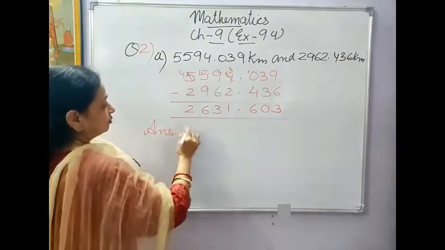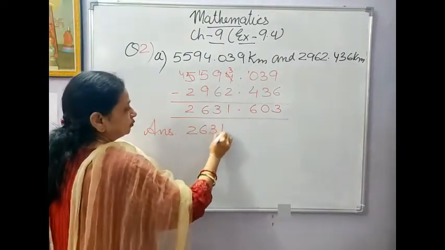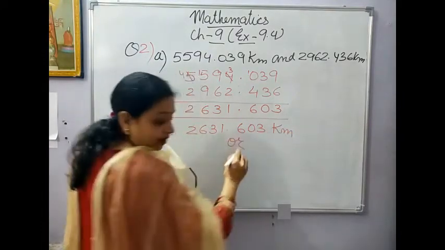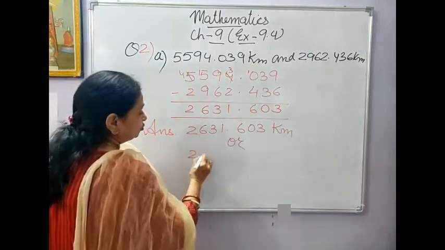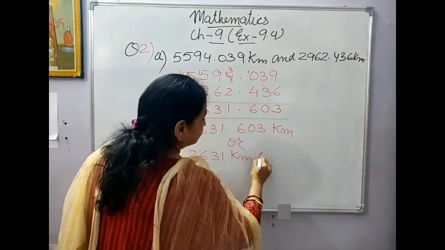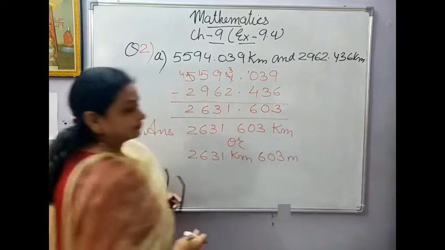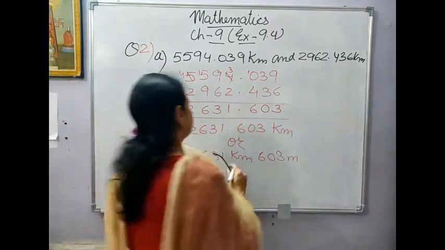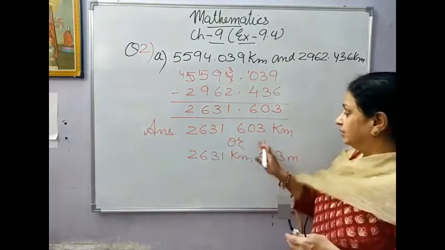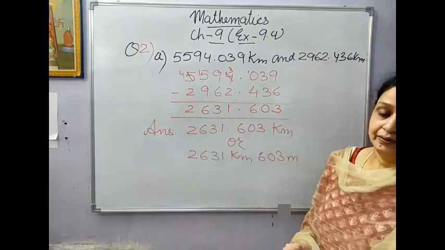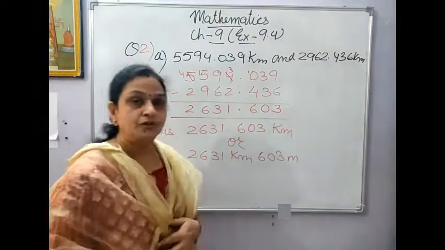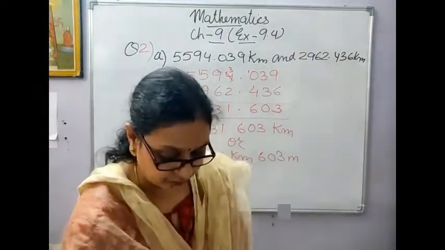see, it is already in kilometers, so it is 2.631 kilometers, or they have asked you to write in the units. It will be 2631 kilometers, and this will be your meters, 603 meters. Just see, you know that it is written higher unit, that means this part is kilometers, so the remaining part is your meters, so I have written over here. Okay, go through it. So this is clear. Then we quickly move on to the next question.